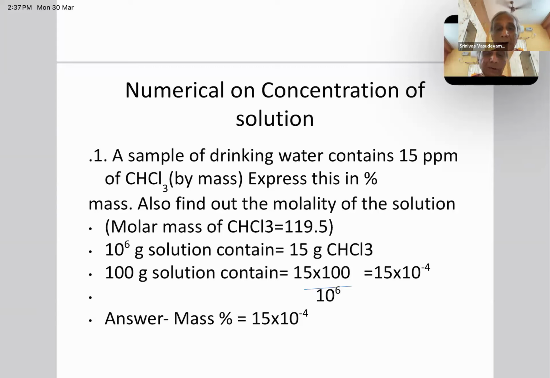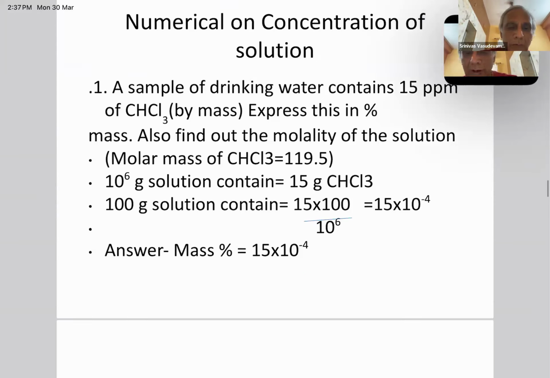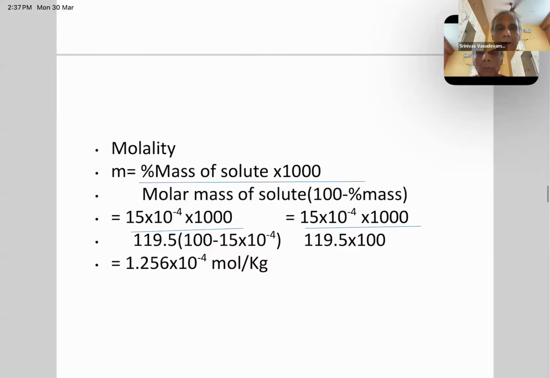The next part of the question is to find the molality of the solution. Now the percentage mass is known, and the molecular mass is known, so I can go for the formula. Molality equals percentage mass by molecular mass into 1000 by 100 minus percentage mass. So 15 into 10 power minus 4 into 1000, divided by 119.5 into 100 minus 15 into 10 power minus 4. 100 minus 15 into 10 power minus 4, I can take as 100. So 15 into 10 power minus 4 by 119.5 into 1000 by 100, which is 1.256 into 10 power minus 4 mole per kilogram.